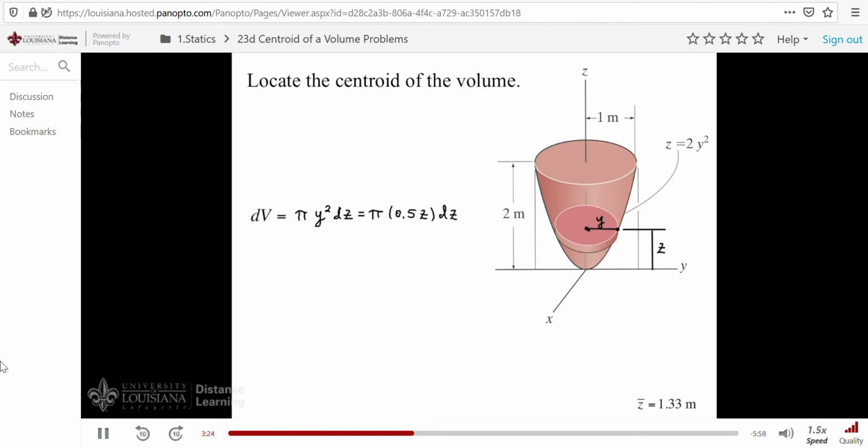Next, we have to locate the centroid of our element, and that, of course, is this distance. We call it z tilde, but it happens to be equal to z, doesn't it? So therefore, we write this as z. Now, everything we need is defined. We can proceed to go ahead and apply our equation and get our result.